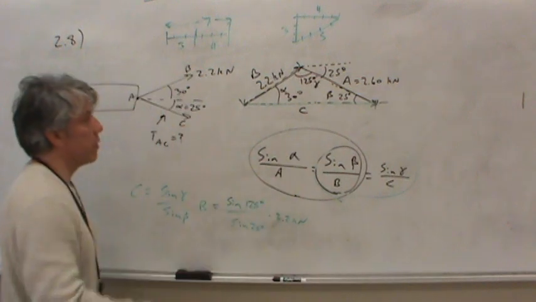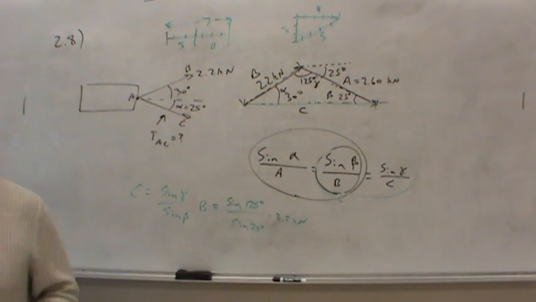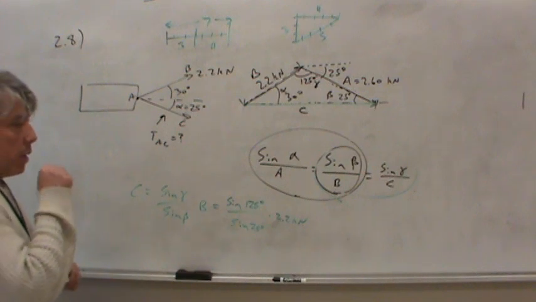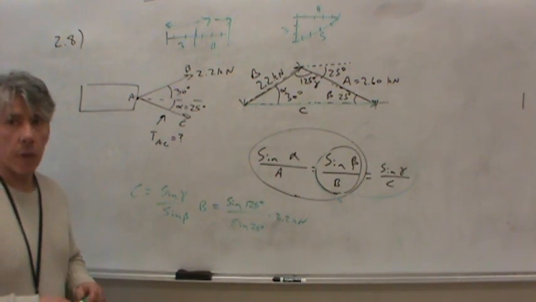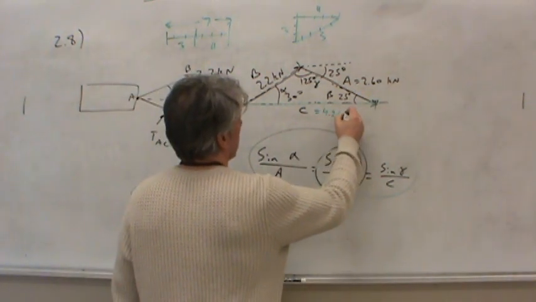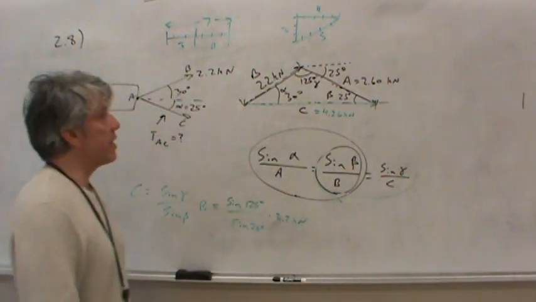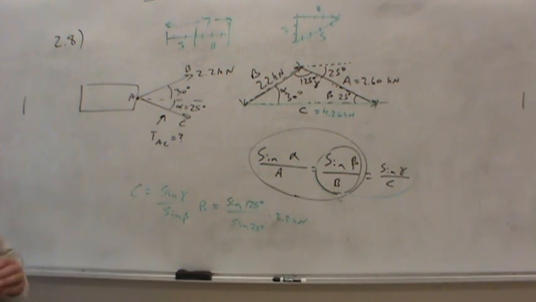So tell me the magnitude of the resultant C, or whatever you want to call it, AB plus BC, or AB plus AC. 4.26. Sounds good to me. That's less than 2.2 plus 2.6, isn't it? That'd be 4.8. Okay. That's the total force.